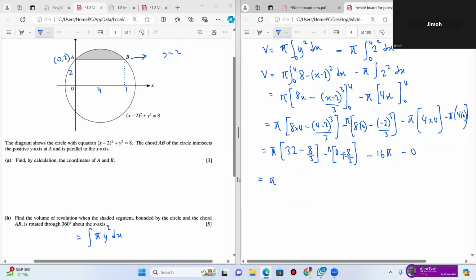So equal to pi, everything here. Let me just say pi 32 minus 8 over 3 minus 8 over 3 minus 16, all having pi, equal to this is 16. So pi into 16 minus 16 over 3, because 8 plus 8 is 16. That is now 32 over 3. So pi 32 over 3. That will be our answer for that. 32 pi over 3. That's our solution.